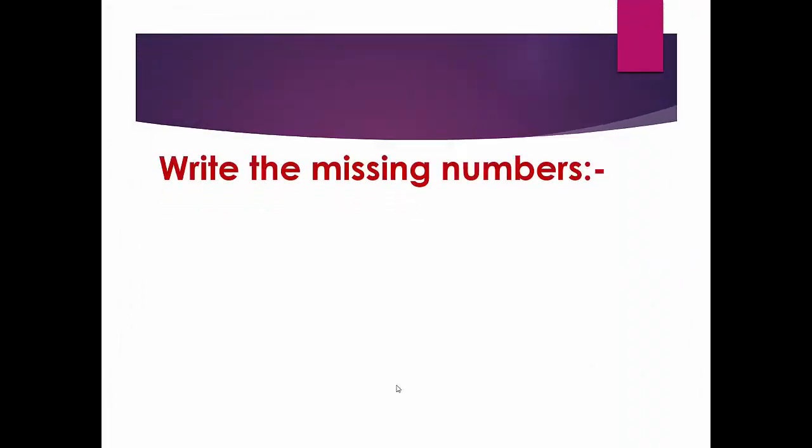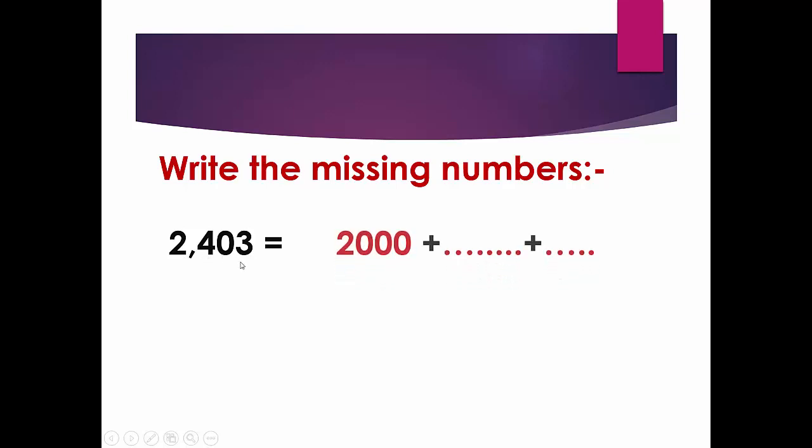Okay, my students, write the missing number. This question, here I have to read the number 2,000. Look at me here. 1, 2, 3. I will put a comma. Okay, this is the place and I have the thousands here. So my students, 2,403.